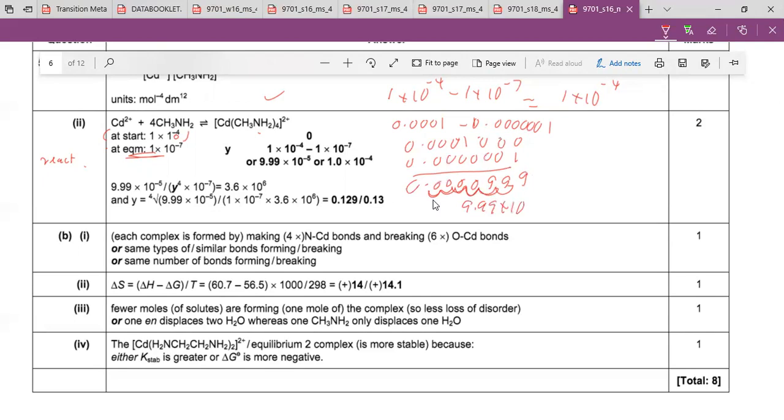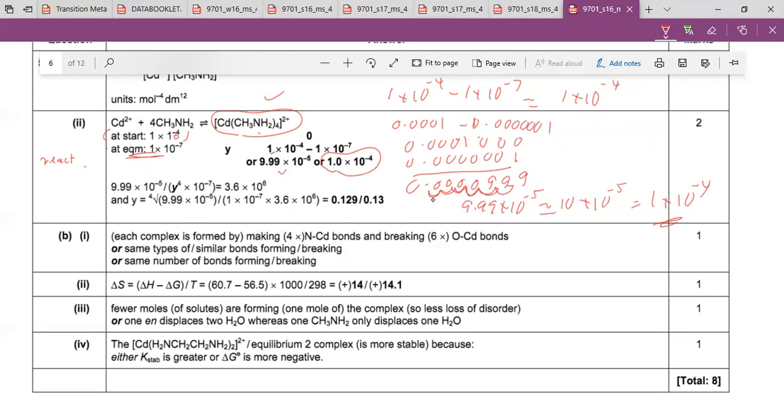9.99 times 10 to the power of minus 5 is approximately equal to 10 to the power of minus 4. In fact, it is all the same as the first one, is it? Same as the first one here. So we can use this one here. This is the amount of this further here. Okay, right? So I put 999 or whatever, up to you. It doesn't really matter.